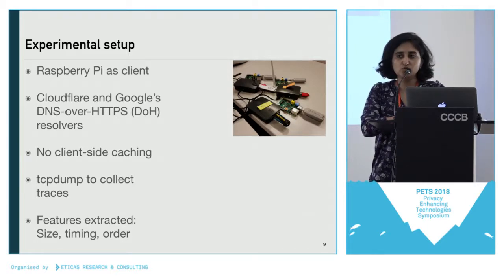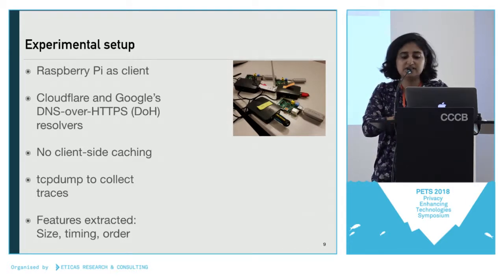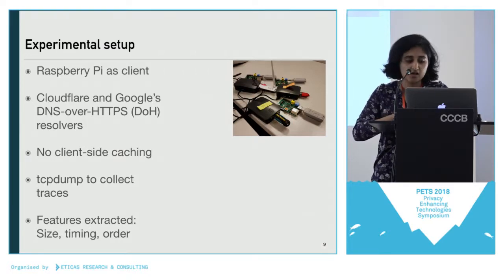In order to do our analysis, we took a bunch of Raspberry Pis and set them up as clients that can contact resolvers which implement DNS over HTTPS, and these are Google and Cloudflare's resolvers. We considered a relatively simple scenario where there is no client-side caching of DNS responses as a starting experiment. And we ran tcpdump on the clients to collect traces.